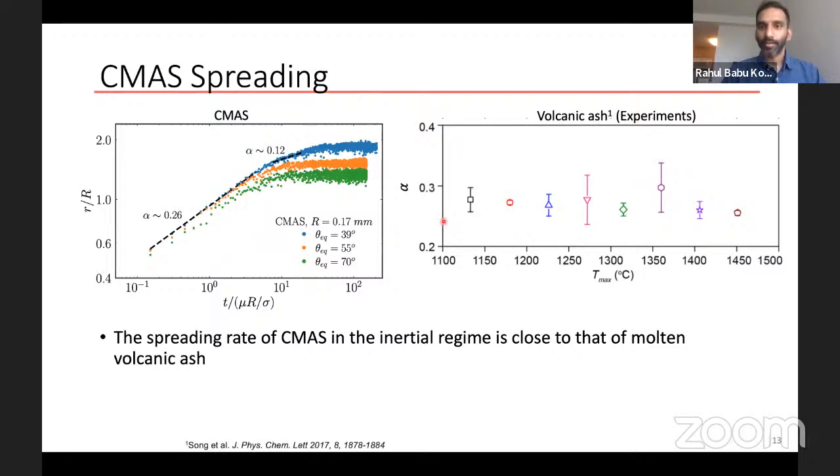And you can see these are somewhere between 0.26 and 0.28 throughout different temperatures. So that is in very good agreement with what we see in the inertial regime, which is about 0.26 for us. And this was a really nice confirmation. The one thing that I want to stress here is that the volcanic ash has a higher viscosity than sea mass, but the surface tension and the density are very identical.